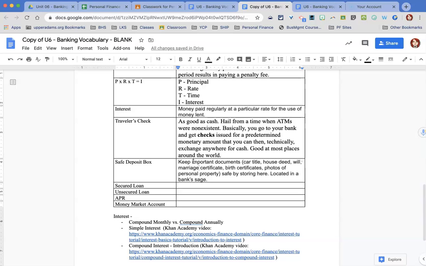Now, the reason you keep your important papers there instead of at your house is that if you have a house fire or a flood at your house, those documents are then gone. Typically, banks do not catch on fire. And when there are tornadoes or bad floods, banks are typically some of the buildings that somehow survive these natural disasters. So you keep these things safe in there.